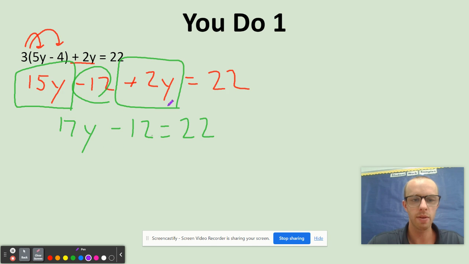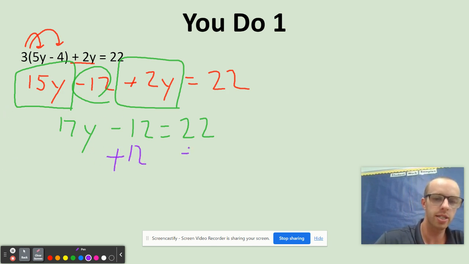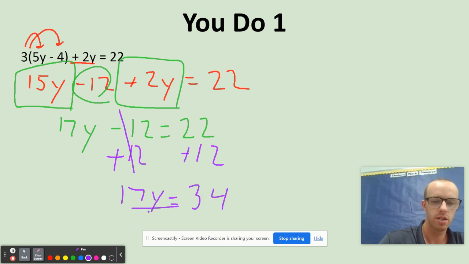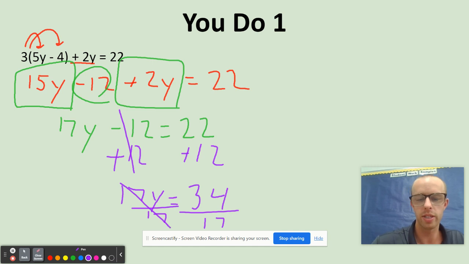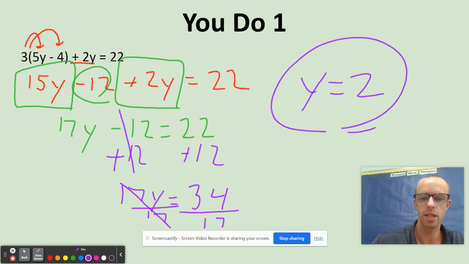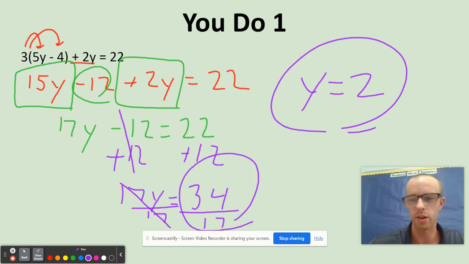To do that, I need to get rid of this minus 12. I'm going to add 12 to both sides. These cancel. Left with 17y equals 34. Divide each side by 17. 17 goes into 34 twice. That's a little bit hard division. So if you got stuck here or you left your answer as 34 over 17, that's not a big deal. But the final answer is that y equals 2.